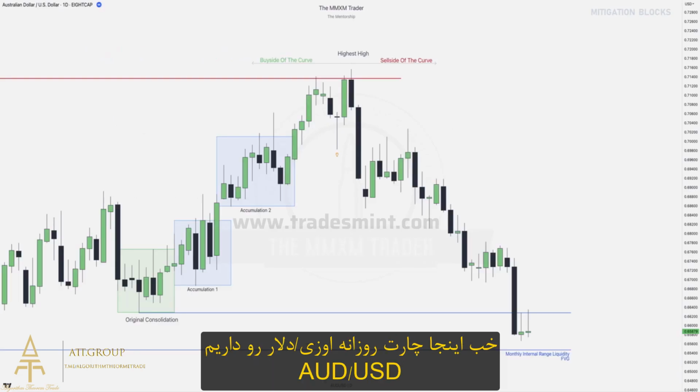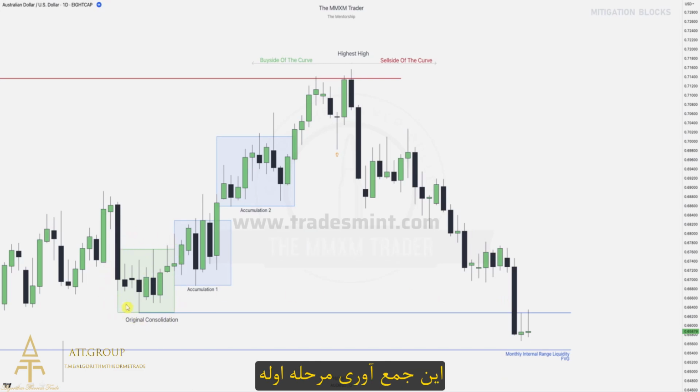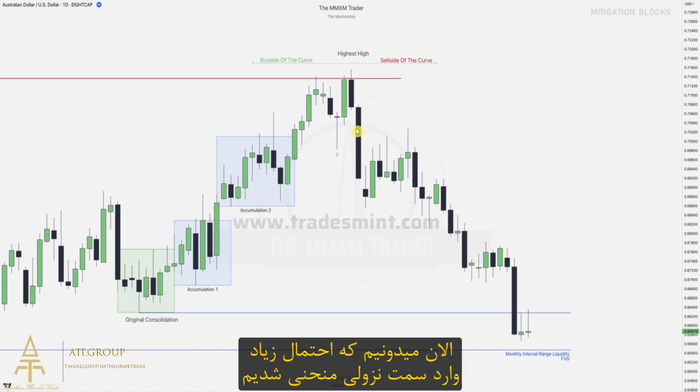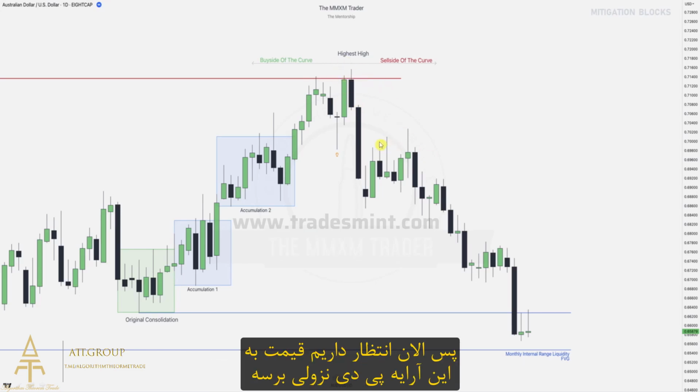Right, we've got an Australian dollar, US dollar daily chart, and we see a clear market maker sell model forming over here with this original consolidation, right? Accumulation phase number 1, accumulation phase number 2, and eventually taking out external range liquidity and making the highest high in this curve. So after we break structure, we know we are going to go into the sell side of the curve, highly likely, because we took out external range again, right? So we're expecting this bearish PD array.